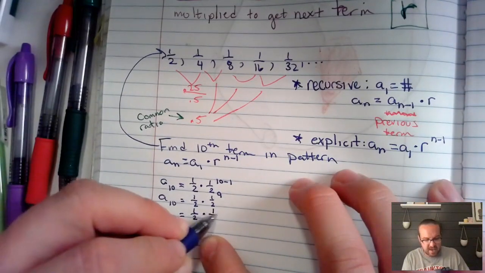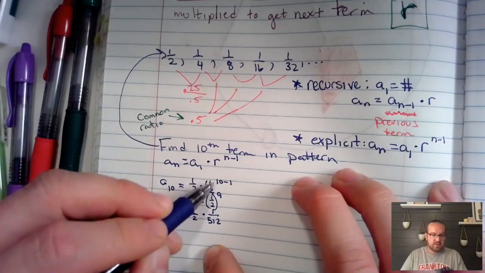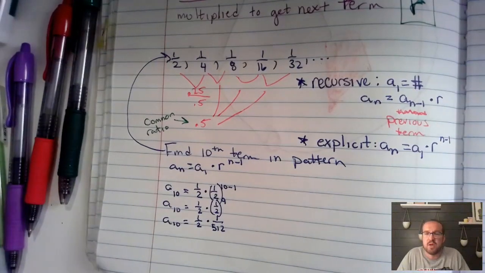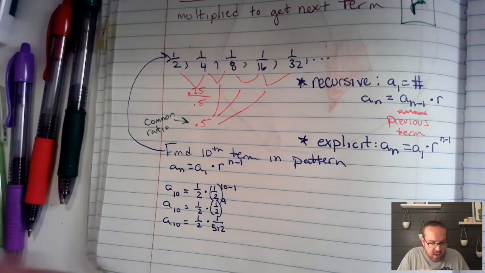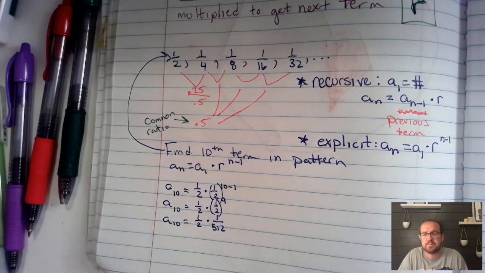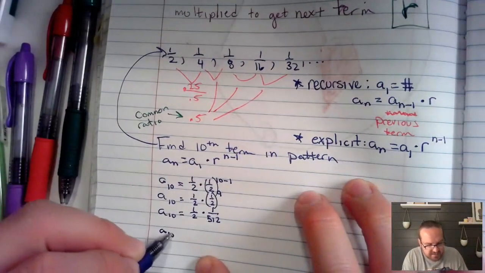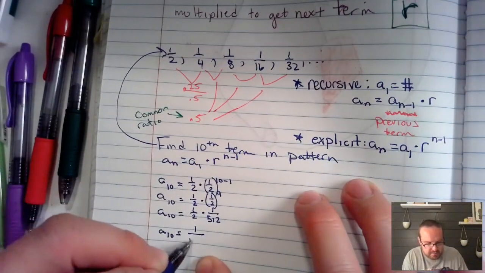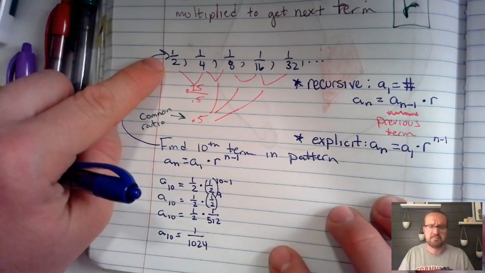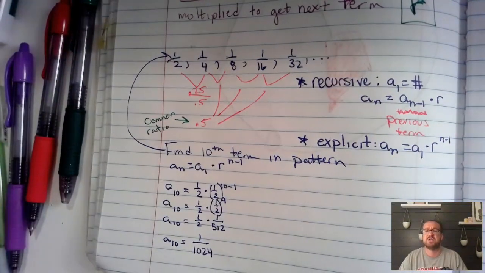Now I can evaluate my exponents. Do not forget that this 1/2, both the 1 and the 2, are going to get that 9th power. So 1 to the 9th power is still 1, and 2 to the 9th power is 512. Well, now I could just multiply it together. And because the given numbers are fractions, I probably want to express my answer as a fraction as well. So that could be how you find a specific term.